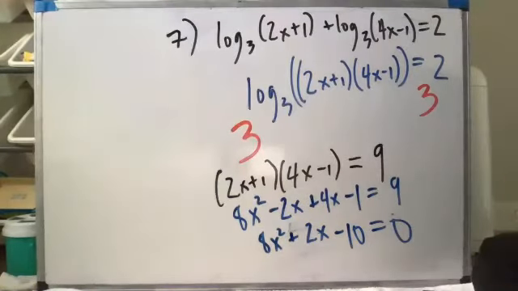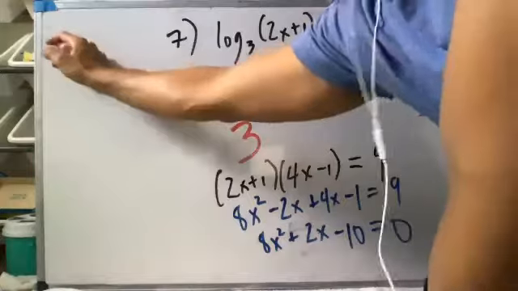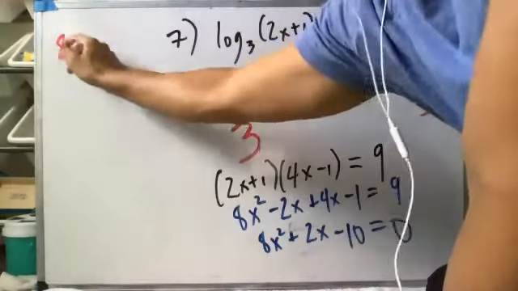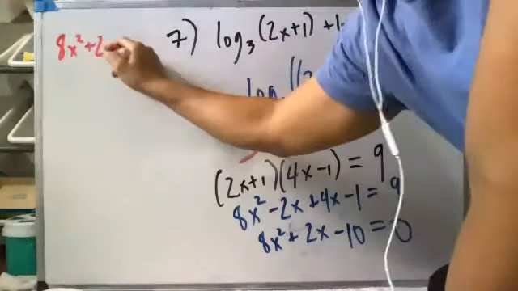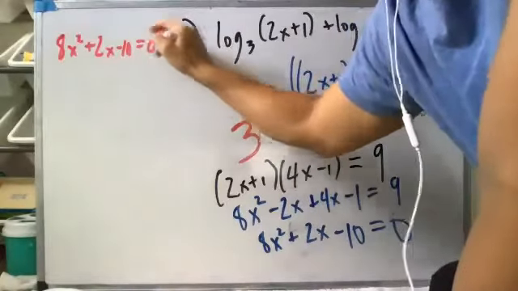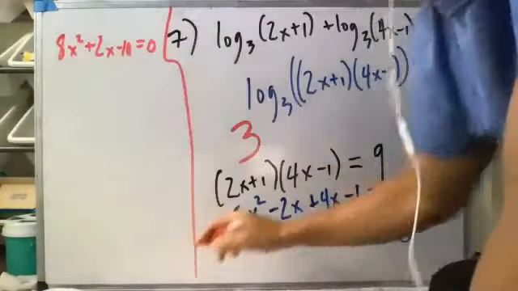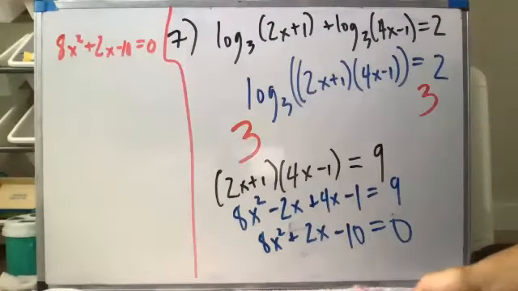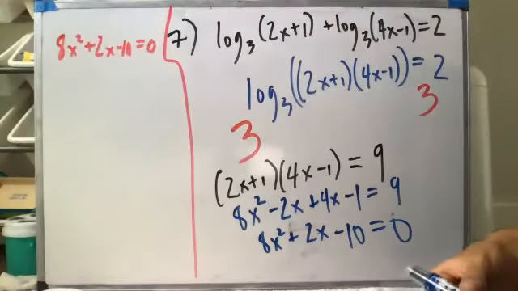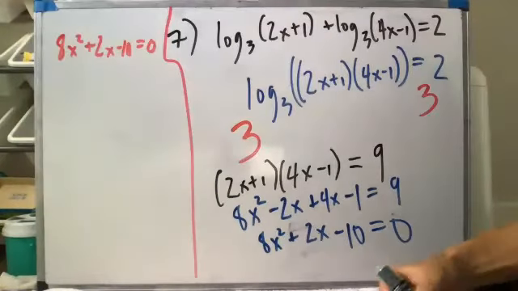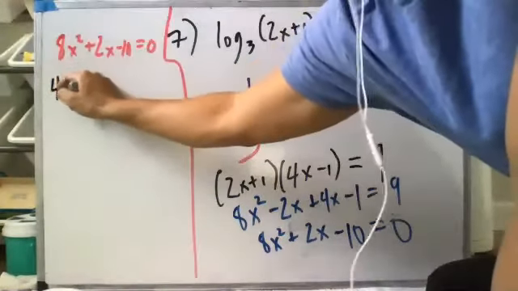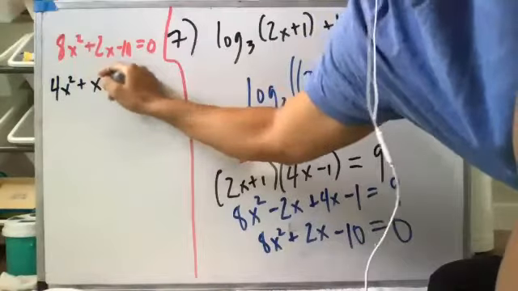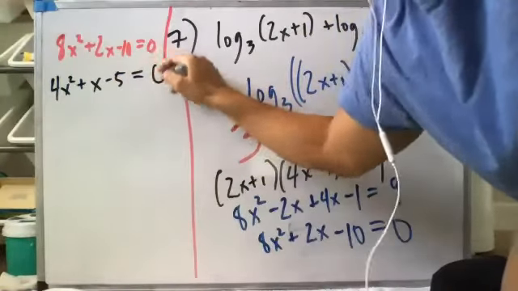All right, so this is the quadratic now that I'm going to have to work on. I'm going to rewrite that on the top left and just work from there. So 8x squared plus 2x minus 10 equals 0. First thing I notice is I can simplify this by dividing both sides by 2 because everything's even. So it's going to be 4x squared plus x minus 5 is equal to 0.